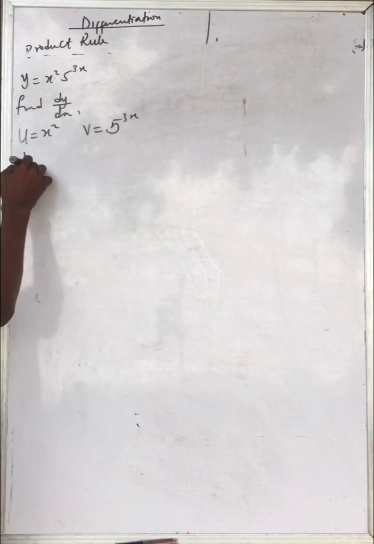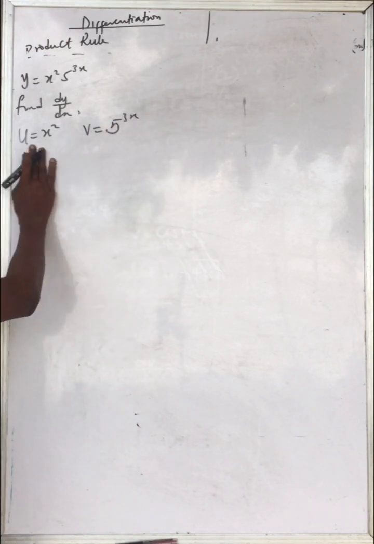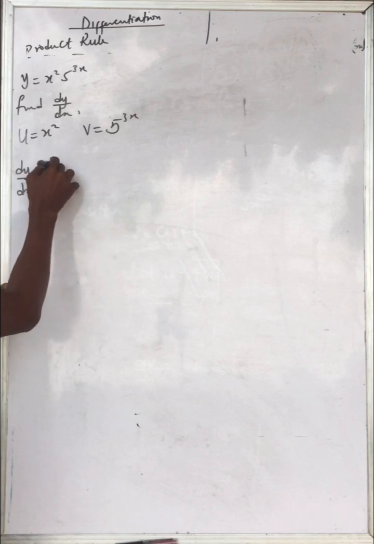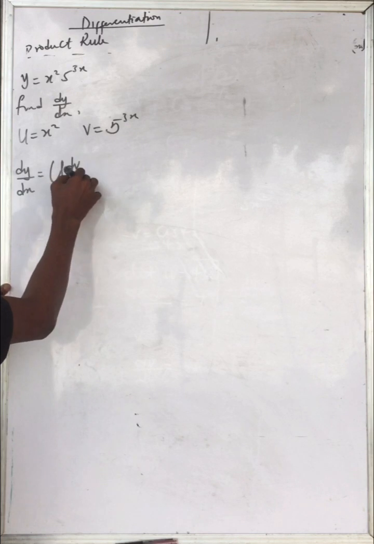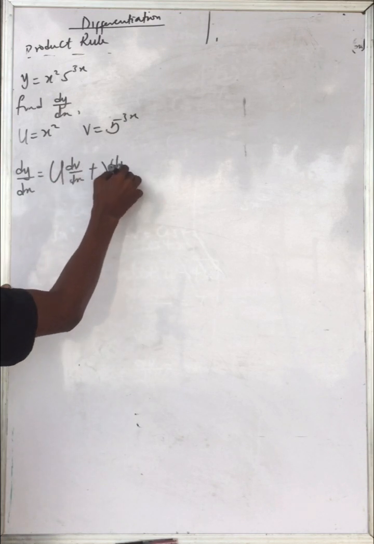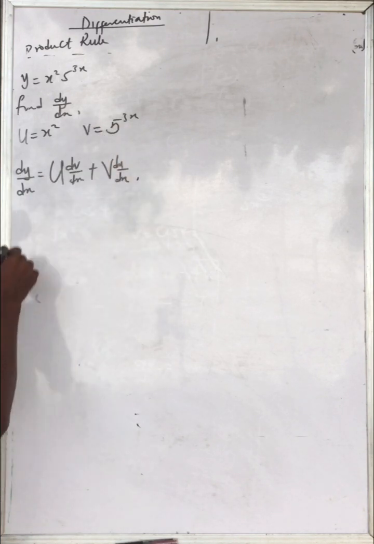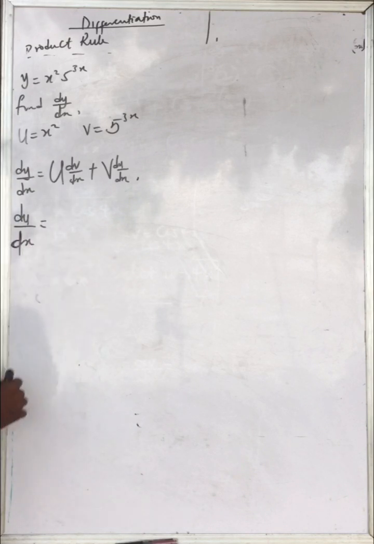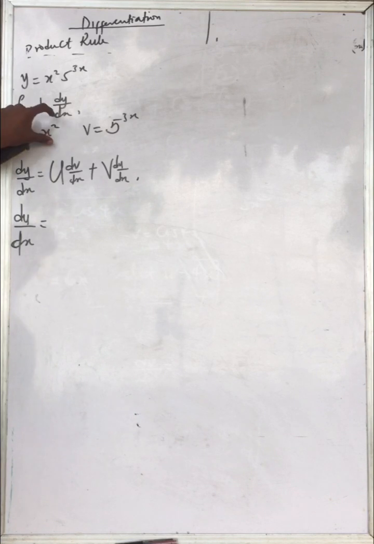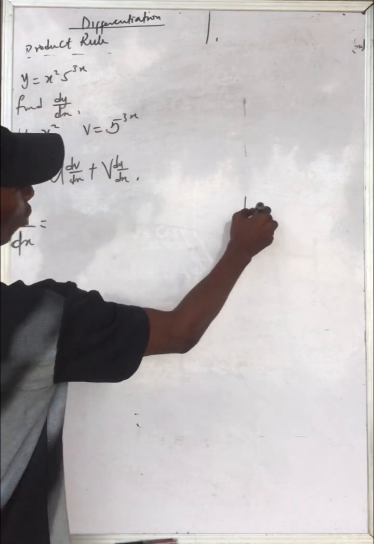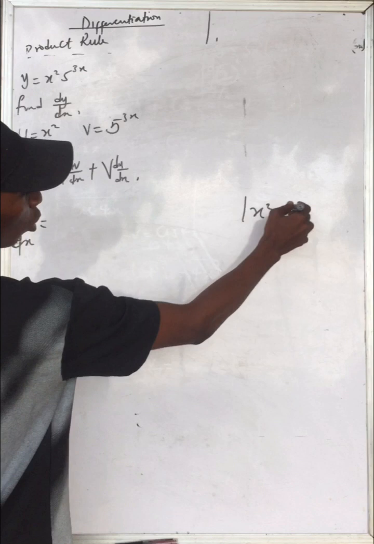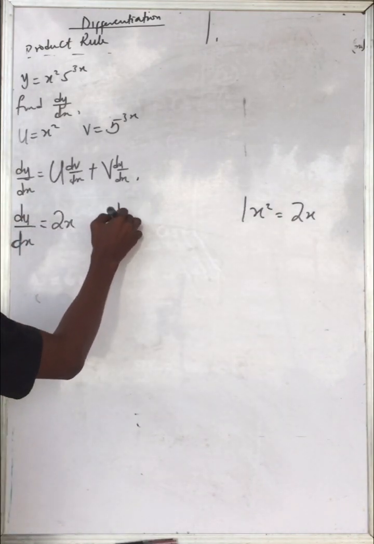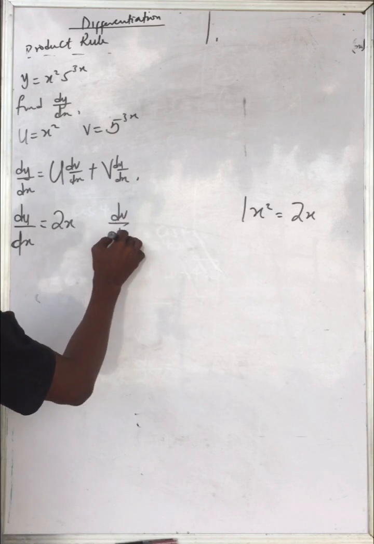So my du/dx, remember the formula. The formula says dy/dx is u dv/dx plus v du/dx. So then my du/dx would be what? Differentiating u with respect to x. Yes, remember the concept. You have x squared, 2 times 1 is 2x, then deduct 1 from the power. That will give you 2x. Then what will be my dv/dx?